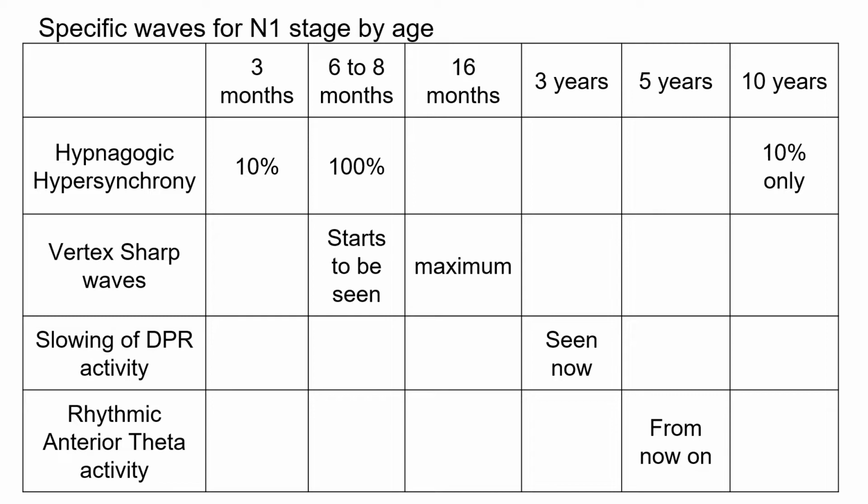In addition, the EEG pattern transitions from the alpha waves associated with wakefulness to a shorter frequency theta waves associated with the sleep. There are specific waves which actually start to appear as the child grows older and older. The first ones are hypnagogic hypersynchrony, which is only present in the infancy and then it starts to disappear as they grow older. Vertex sharp waves are there to be seen only after 6 months, and slowing of the DPR activity is seen from 3 years, and rhythmic theta activity mostly after the 5 years of age.